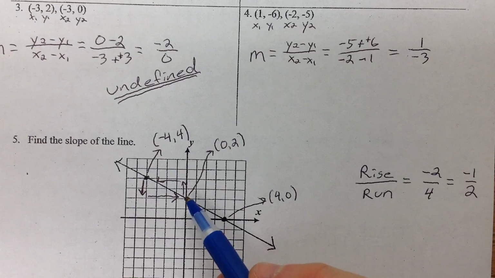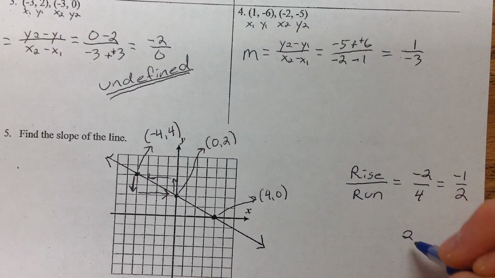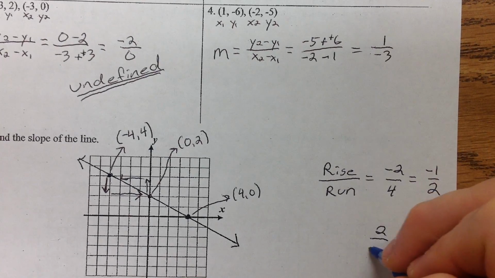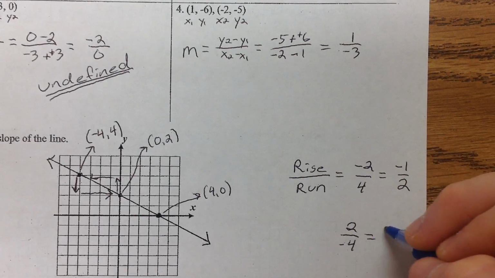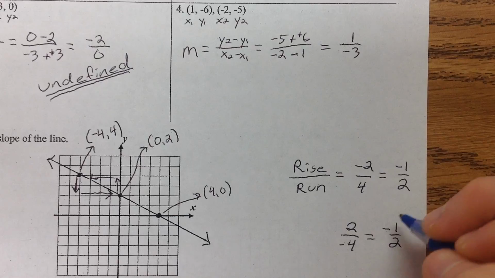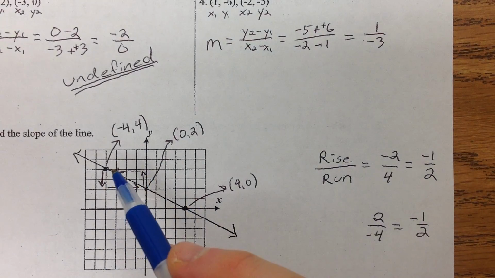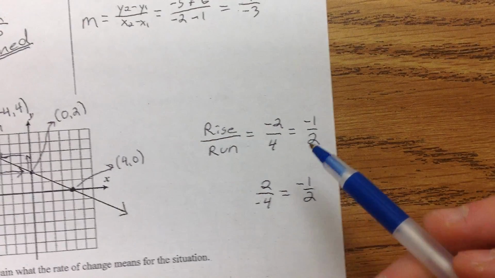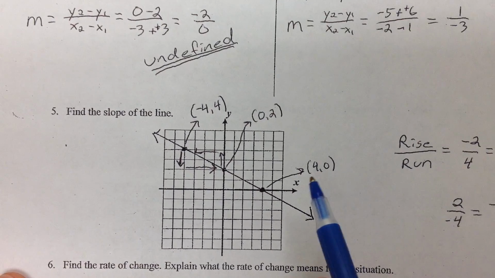So if you went to the left, you'd be going up 2, so that would be a positive 2, but you'd be going back 4, which would be a negative 4. Either way, you're going to end up with negative 1/2. So it doesn't matter whether you go down and then over or up and then back, you're still going to end up with the same answer of negative 1/2. And you're also going to end up with the same answer if you just use the slope formula.